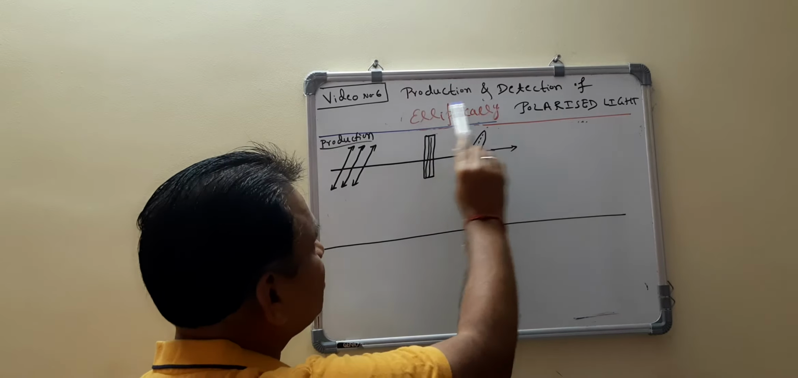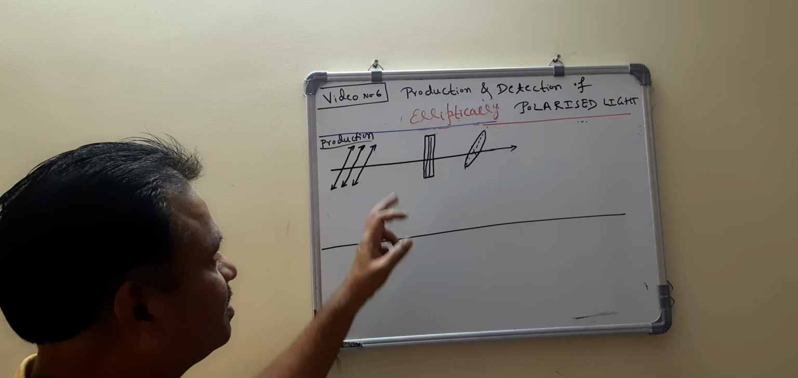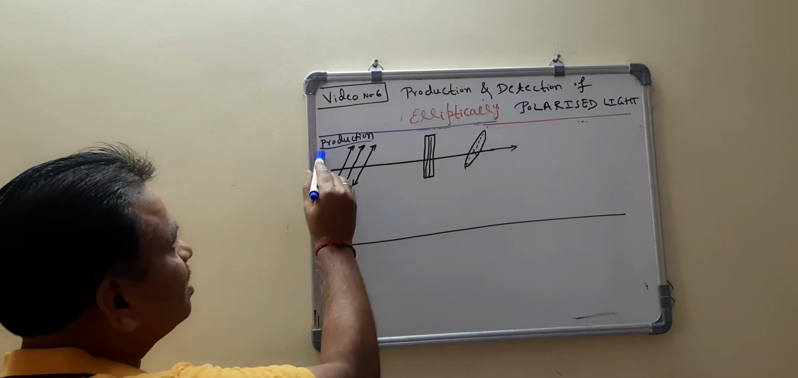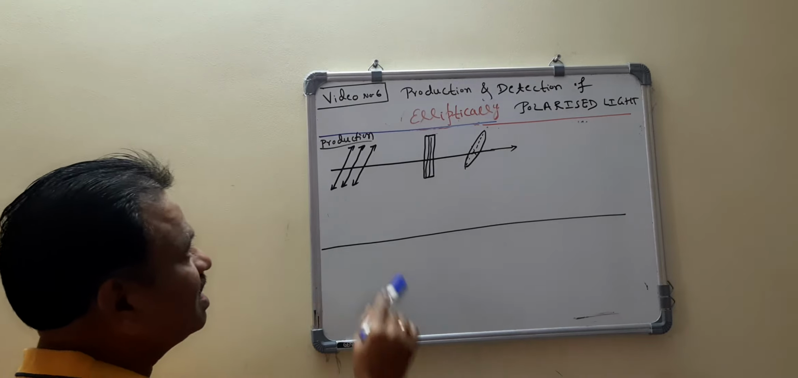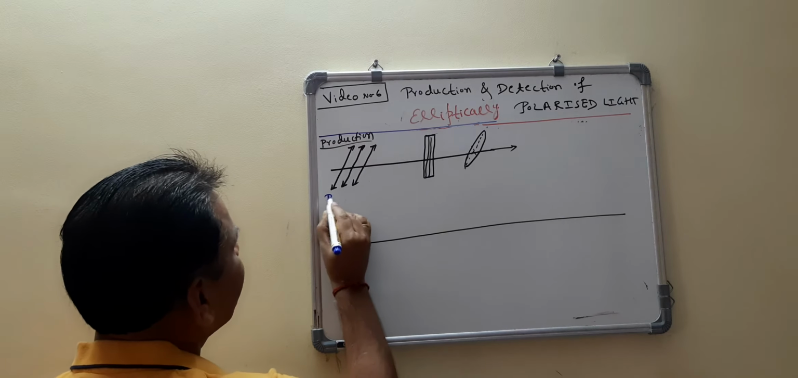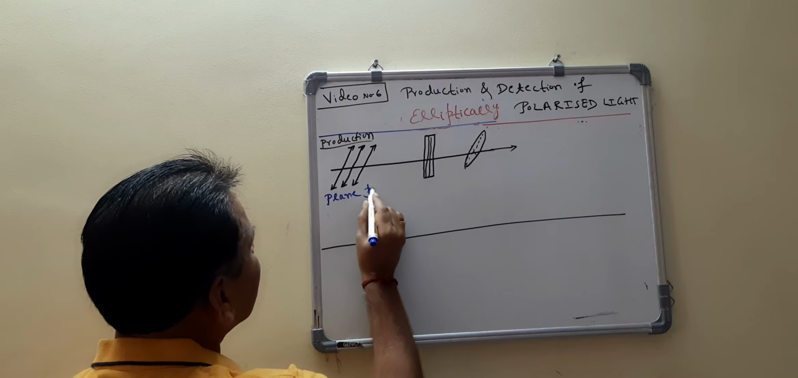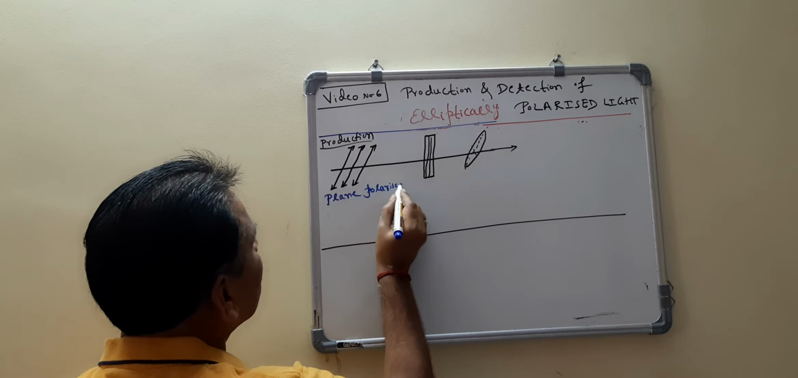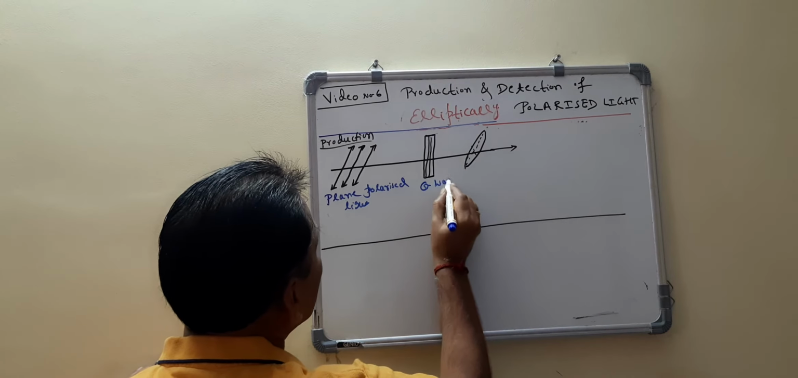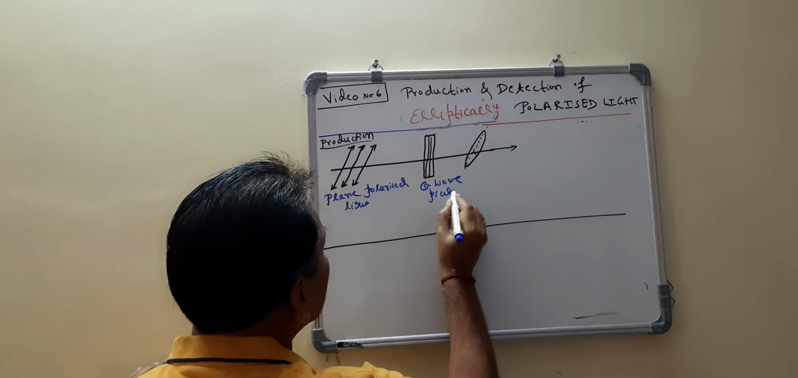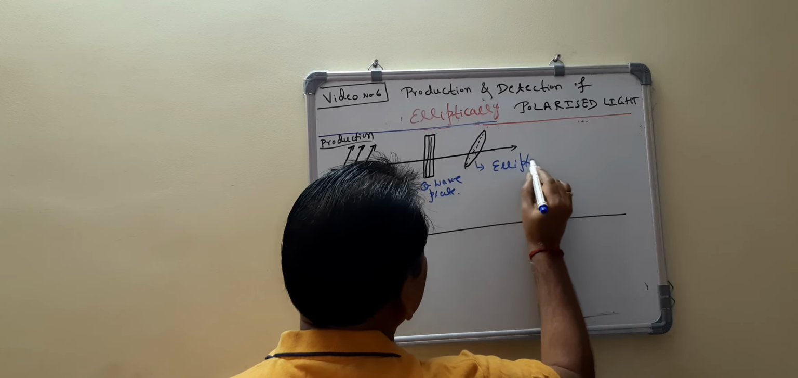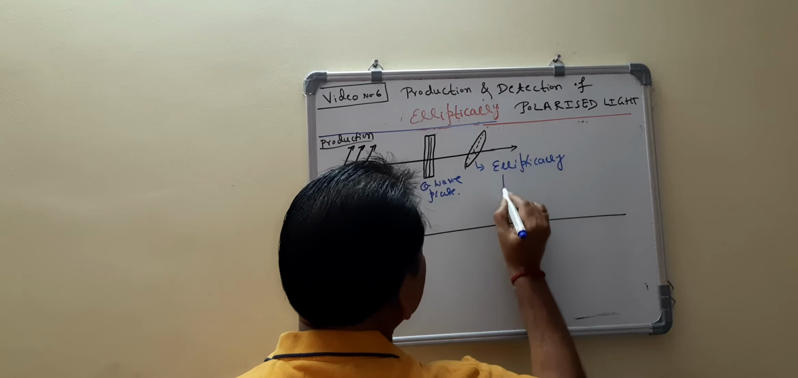Okay, students, now I am discussing the production and detection of elliptically polarized light. First, I will discuss the production. Here also it is a plane polarized light. This is the quarter wave plate, and elliptically polarized light is produced.